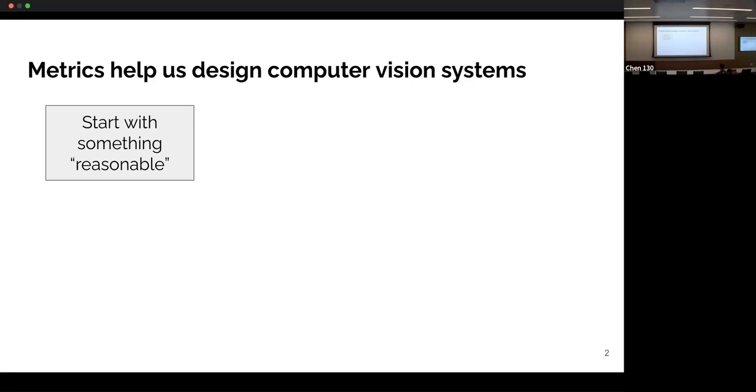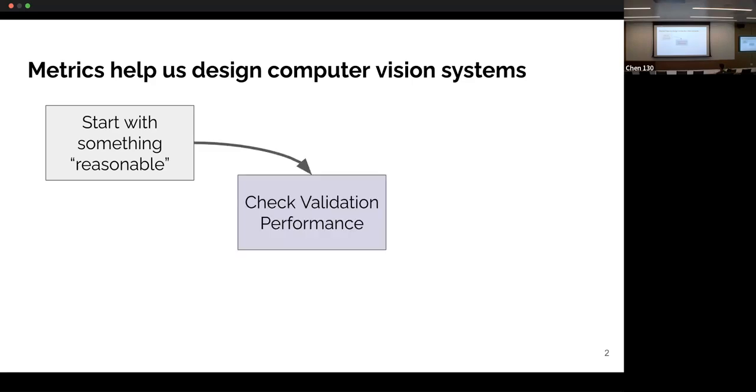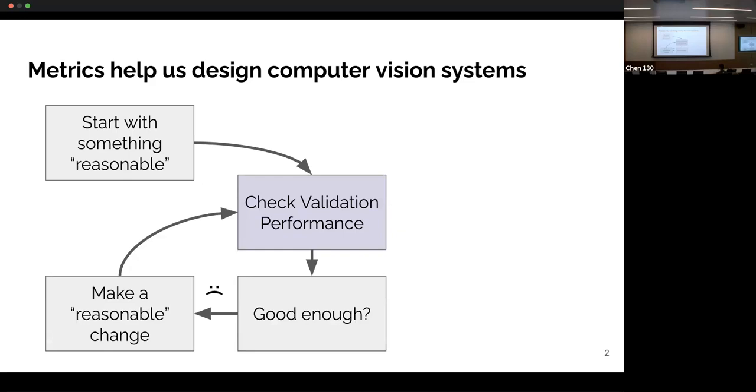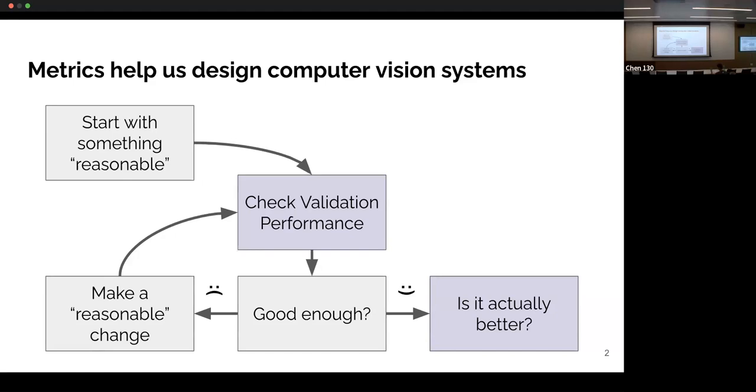So far in the last 2 weeks, you've been working hard, starting with something reasonable, checking validation performance. Usually it wasn't good enough for what you wanted for your data, and then you make a reasonable change, and then you try again, and then maybe it's better. But today's lecture is going to be about, is it actually better? How do we know? How do we test? And how do we design experiments such that we can reliably say that our method is better than some other method, or this component in our system is better than some other component?